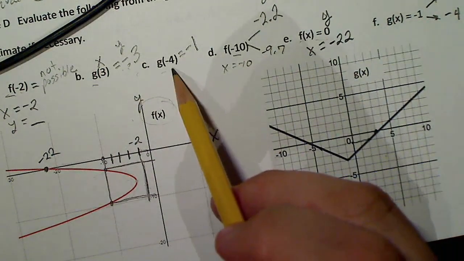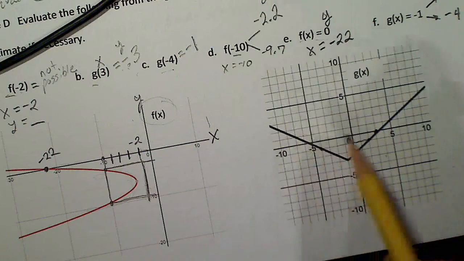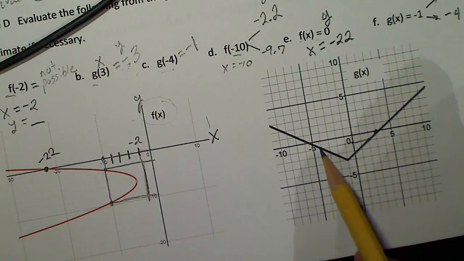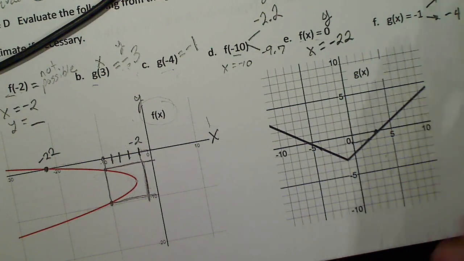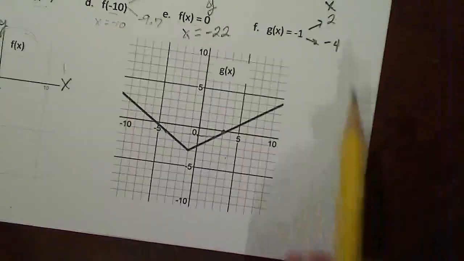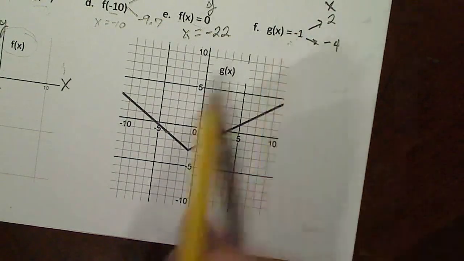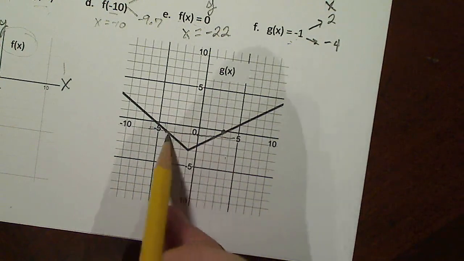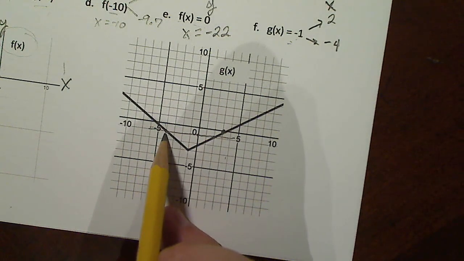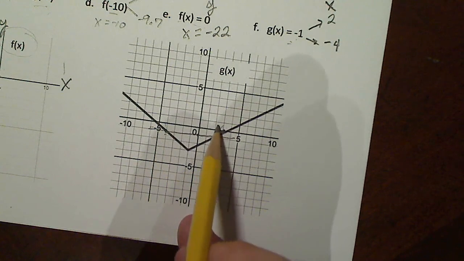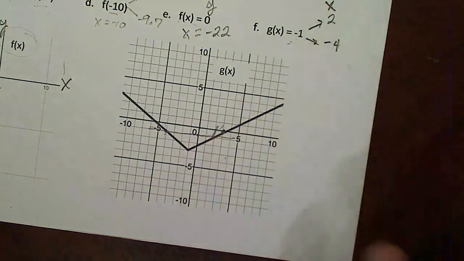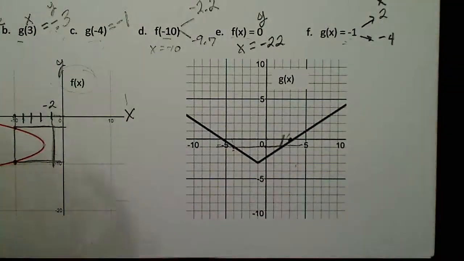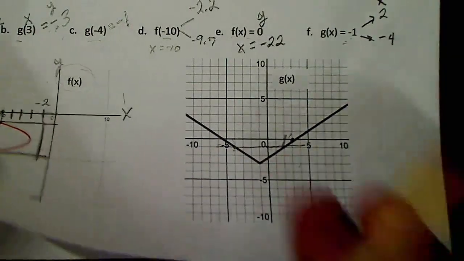For g of negative 4, I got negative 1. So here's negative 4, here's negative 1. And then if you have the y value instead of negative 1, which is going to be along this line right here, you actually have two values. Either x is negative 4, because we just did that one, or it could also be that x is 2. Okay. So that's looking at values from graphs.